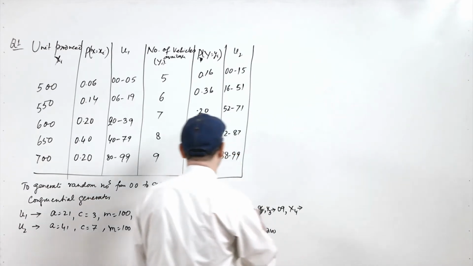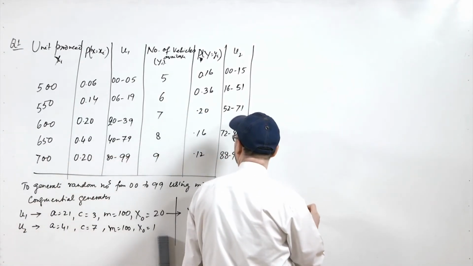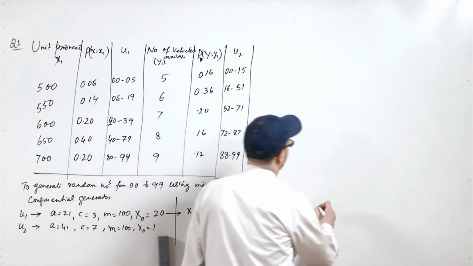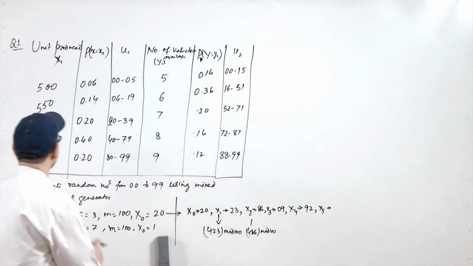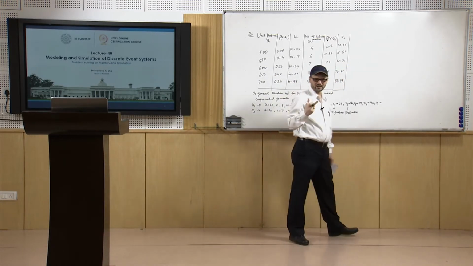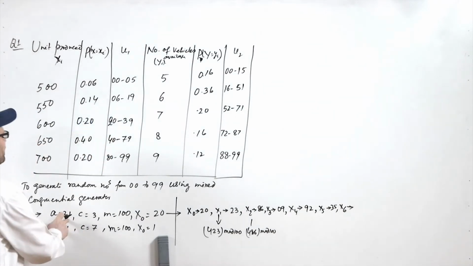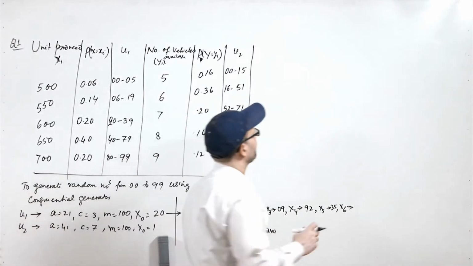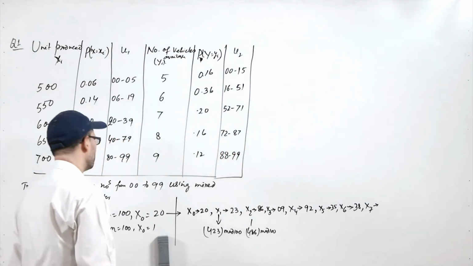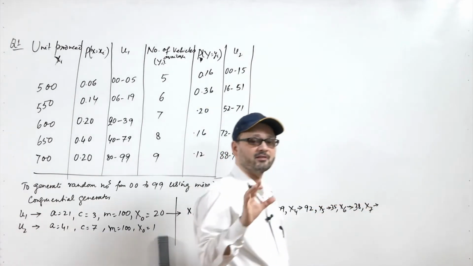Similarly, x4 will be 09 multiplied by 21, 189 plus 3, 192. So, it will be 192 mod 100, it will be 92. Then you have x5 as 92 multiplied by 21. So, that is 1932 plus 3, 1935, 1935 mod 100, that is 35. x6 will be 35 again multiplied by 21. So, 735 plus 3, 738. x7, 38 multiplied by again 21, it will be 798 plus 3. So, that is 801. So, 801 mod 100, that is 1.